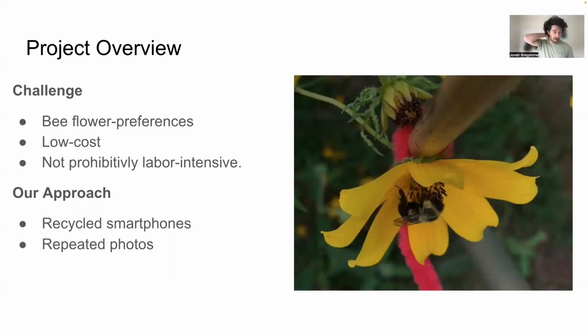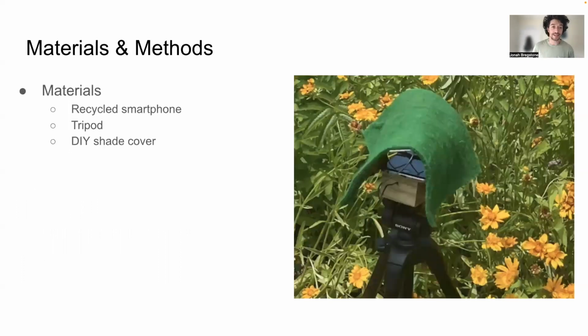Sam Droege and the other members of the team had this idea that we could retrofit recycled smartphones, deploy these phones into the Patuxent Wildlife Reserve, and take repeated photos of pollinating flowers in the hopes that we would document pollinator arrivals. And from this data, we could then estimate bee flower preferences. So how did this go?